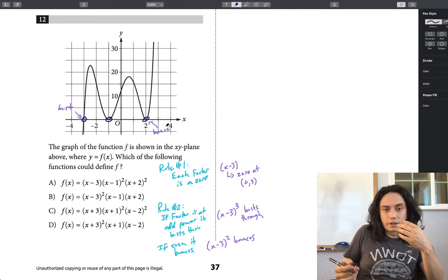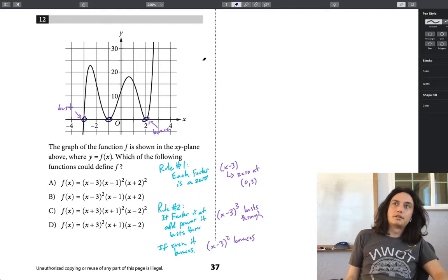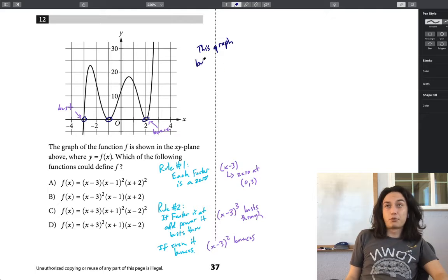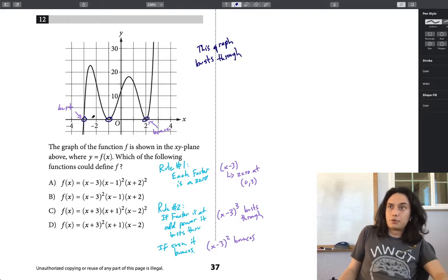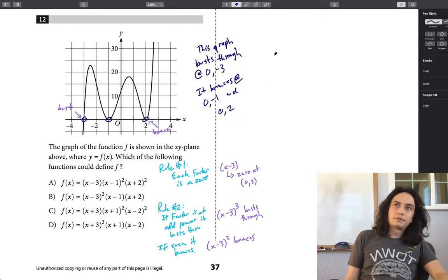And then to think, are they going to bounce or bust in each of these places, and where does it hit the x-axis? This graph hits the x-axis in 3 places. Here, I'll just write this out. This graph busts through here at (-3, 0). It bounces at (-1, 0) and (2, 0).